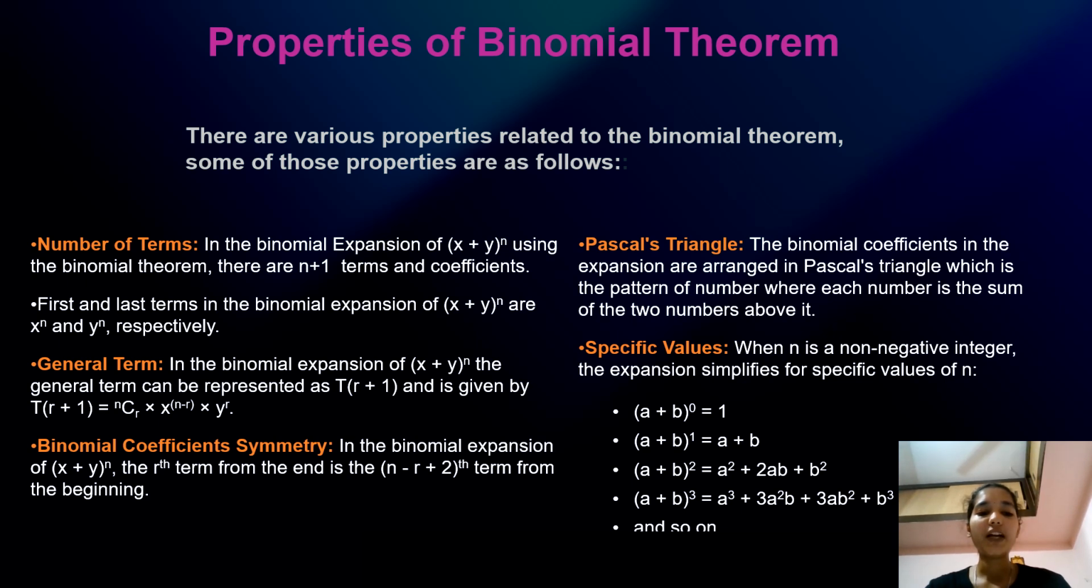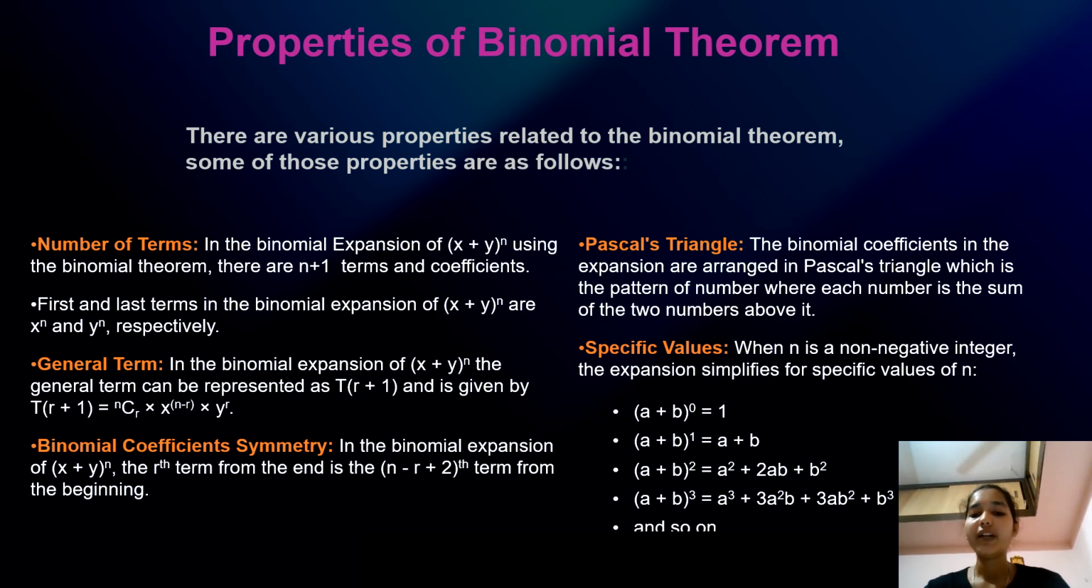General term. In the binomial expansion of (x + y)^n, the general term can be represented as T(r+1) and is given by T(r+1) = nCr x^(n-r) y^r. Binomial coefficient symmetry: in the binomial expansion of (x + y)^n, the rth term from the end is the (n - r + 2)th term from the beginning. Pascal's triangle: the binomial coefficients in the expansion are arranged in Pascal's triangle, a pattern of numbers where each number is the sum of the two numbers above it.